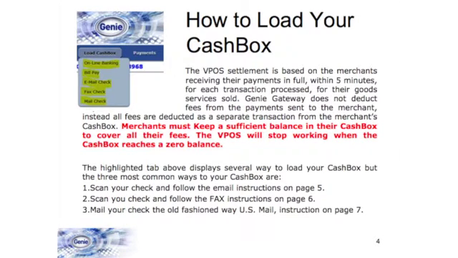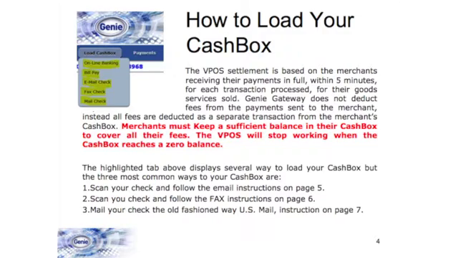How to load your cash box. The VPOS settlement is based on the merchants receiving their payments in full within 5 minutes for each transaction processed for their goods and services sold. Genie Gateway does not deduct fees from the payments sent to the merchant. Instead, all fees are deducted as a separate transaction from the merchant's cash box.